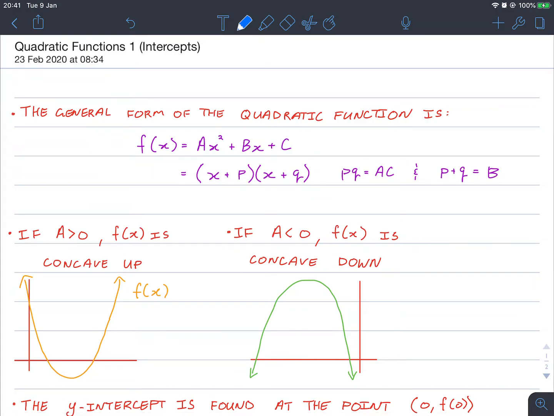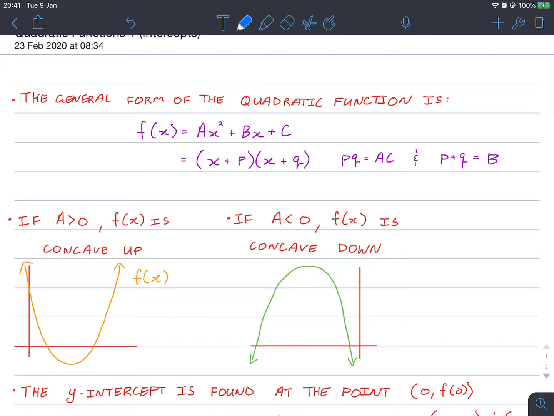If the value of a is greater than 0, f of x is concave up, meaning that it's kind of cupped upwards. If the value of a is less than 0, so it's negative, for example, f of x is equal to negative 3x squared, then f of x is concave down. You can think of that as it being cupped downwards, so to speak.